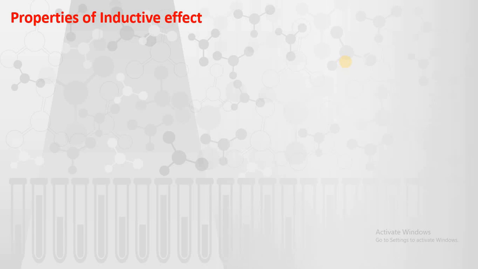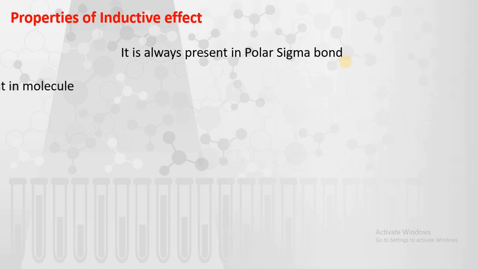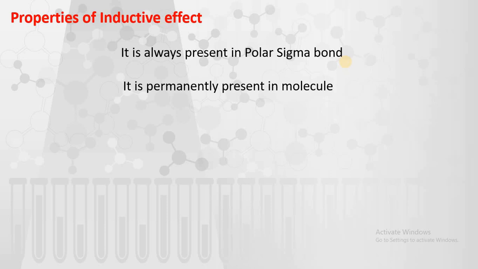What are the properties of the inductive effect? First, it is always present in a polar sigma bond. Then, it is permanently present in the molecule. Consider polar molecules like methyl chloride, ethyl chloride, methyl alcohol, ethyl alcohol, bromides and amines. This effect is permanently present in the molecule.